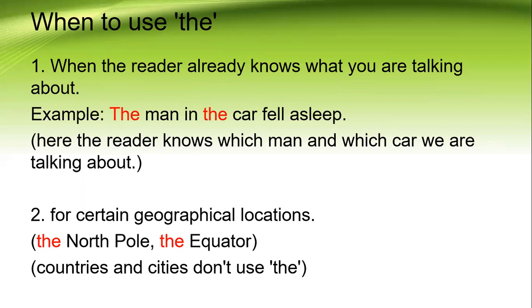The man in the car fell asleep. Here the reader knows which man and which car we are talking about, because this sentence, though it is a single sentence, is actually taken from a large paragraph. Maybe there's a story behind that, and we have taken only the sentence in it. That is why the reader already knows which man we are talking about, which car we are talking about. So, the man in the car fell asleep.